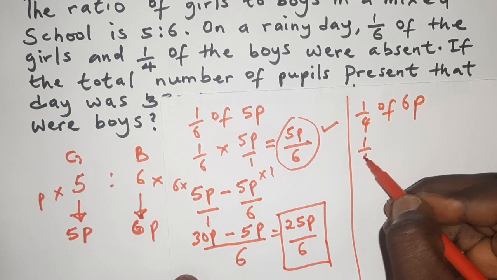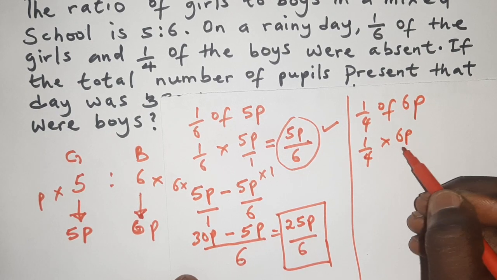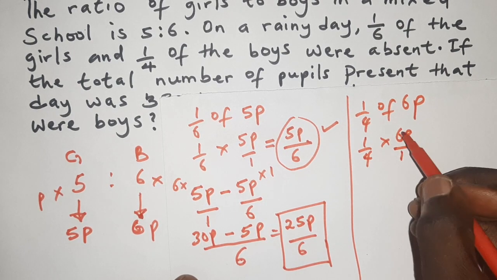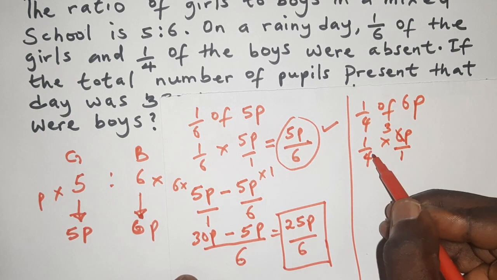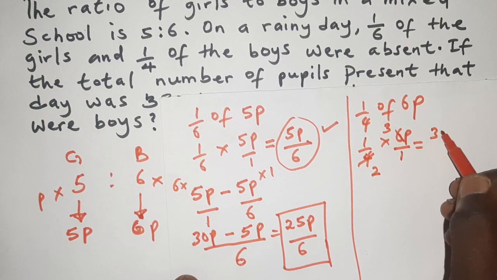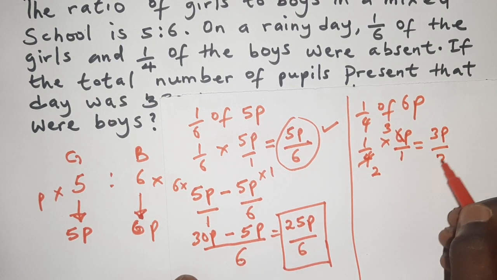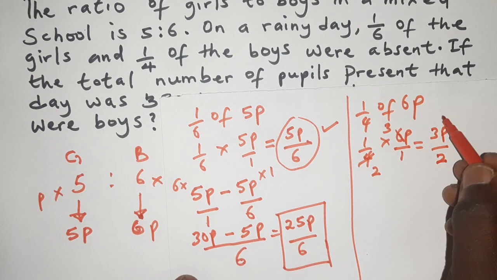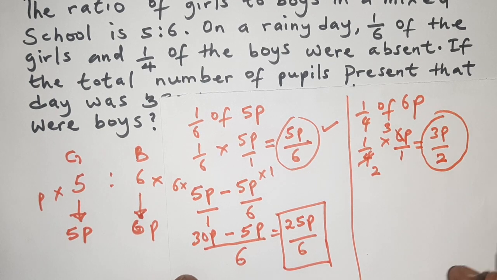Of course, I will have 1 over 4 times 6p, everything over 1. Then I can say 2 in 6 is 3, and 2 in 4 is 2. I will end up having 1 times 3p gives me 3p over 2 times 1 gives me 2. So I have this as the value of the number of boys that were absent.